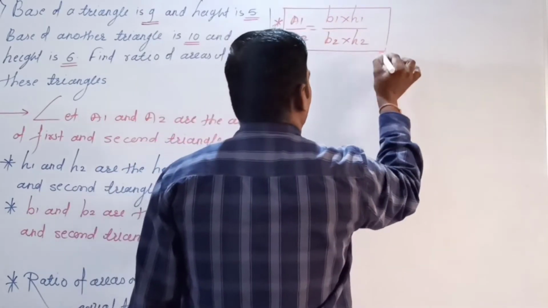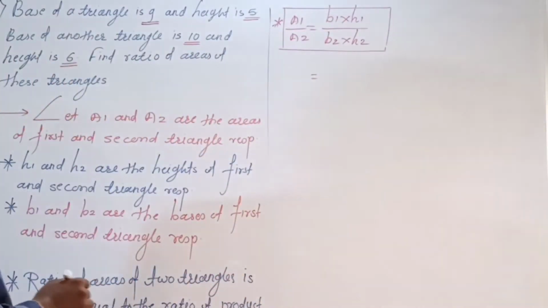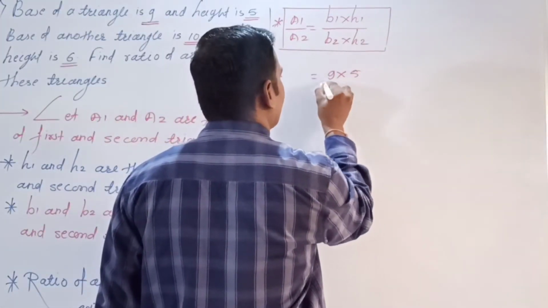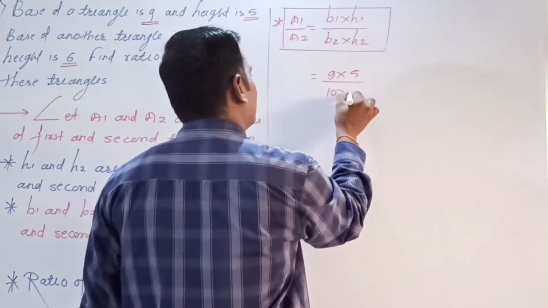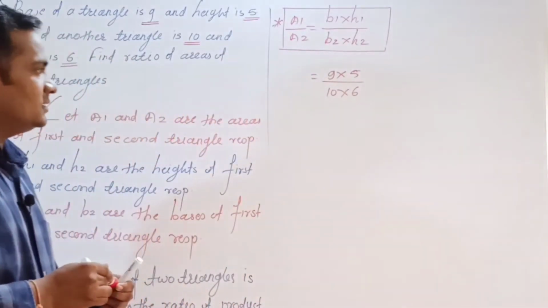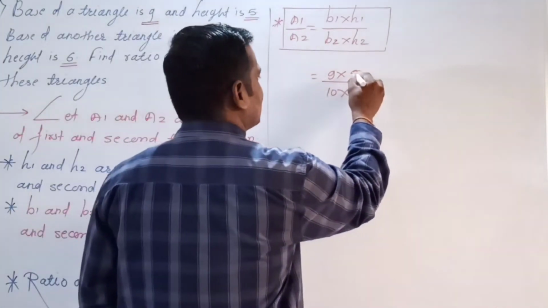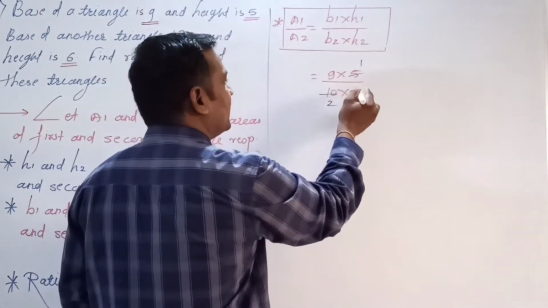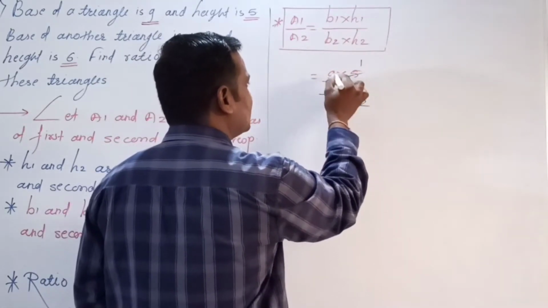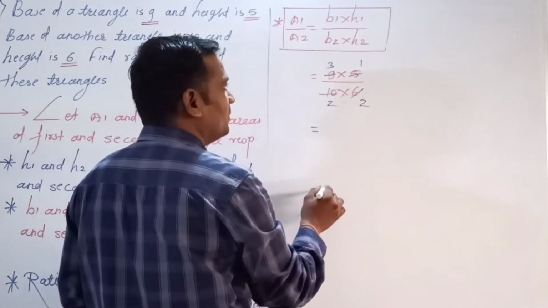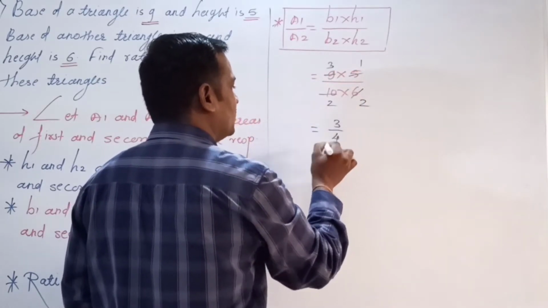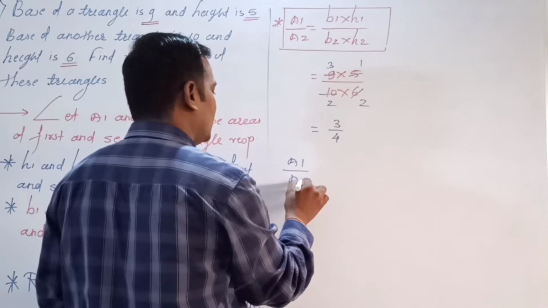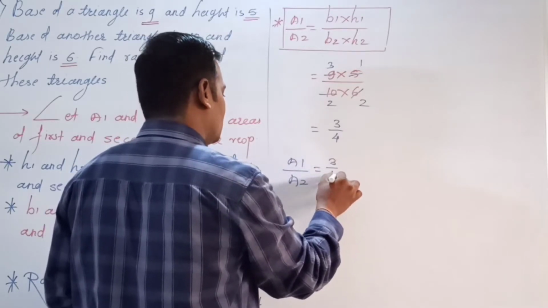So let's put down the values. B1, the base of the first triangle, is 9, into height 5, upon 10 into 6. Let's simplify. It's very easy. 5 ones are 5, 5 twos are 10. Again divide 6 and 9 by 3: 3 twos are 6, 3 threes are 9. The remaining is 3 upon 4. This is the ratio. So we can write the answer: A1 upon A2 is equal to 3 upon 4.